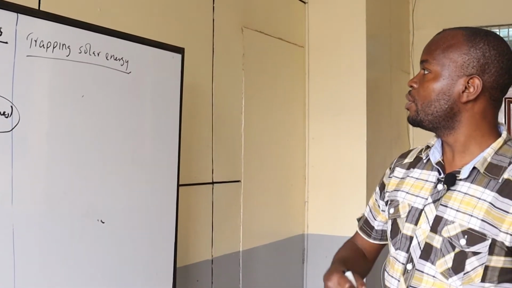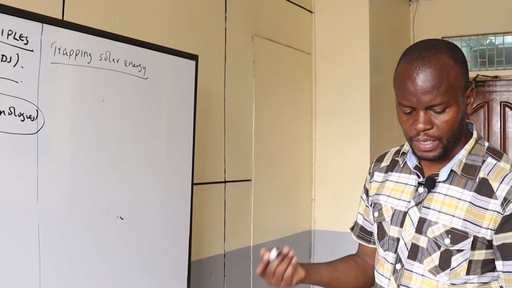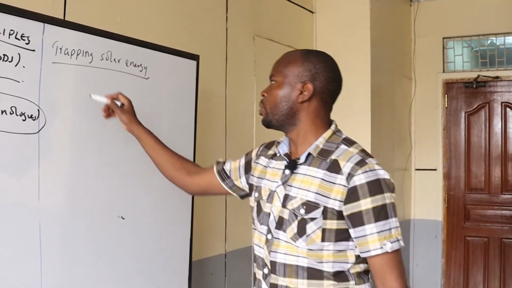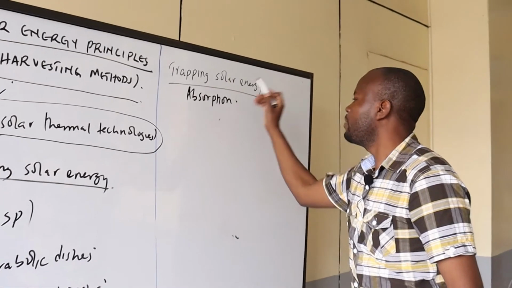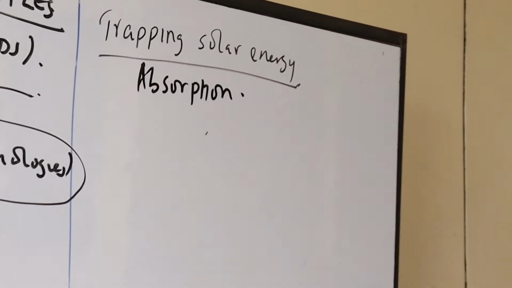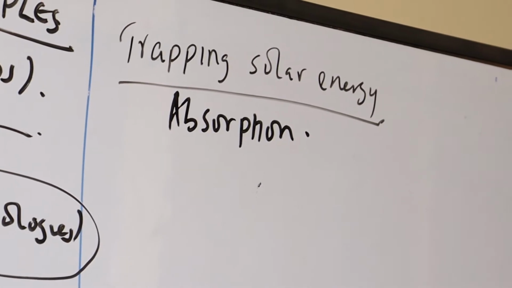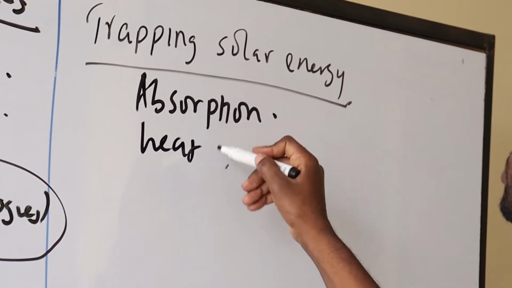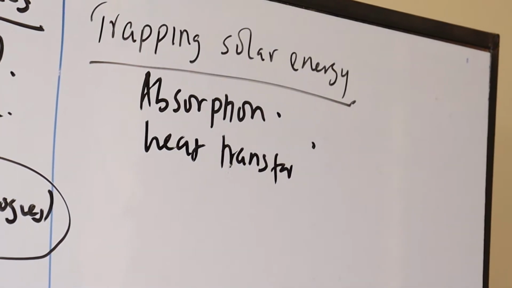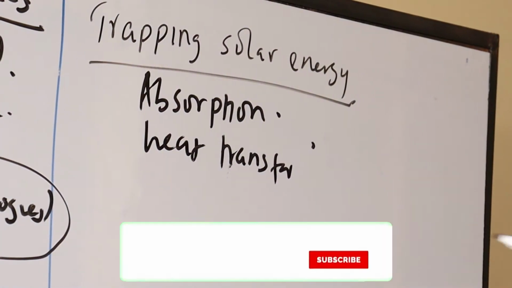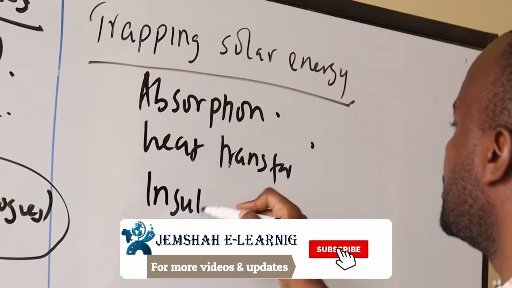When you talk about this, there are several principles that we use. One of them is absorption, so there has to be the aspect of absorption. Then we must also have the aspect of heat transfer. After heat transfer, we can also talk about insulation.